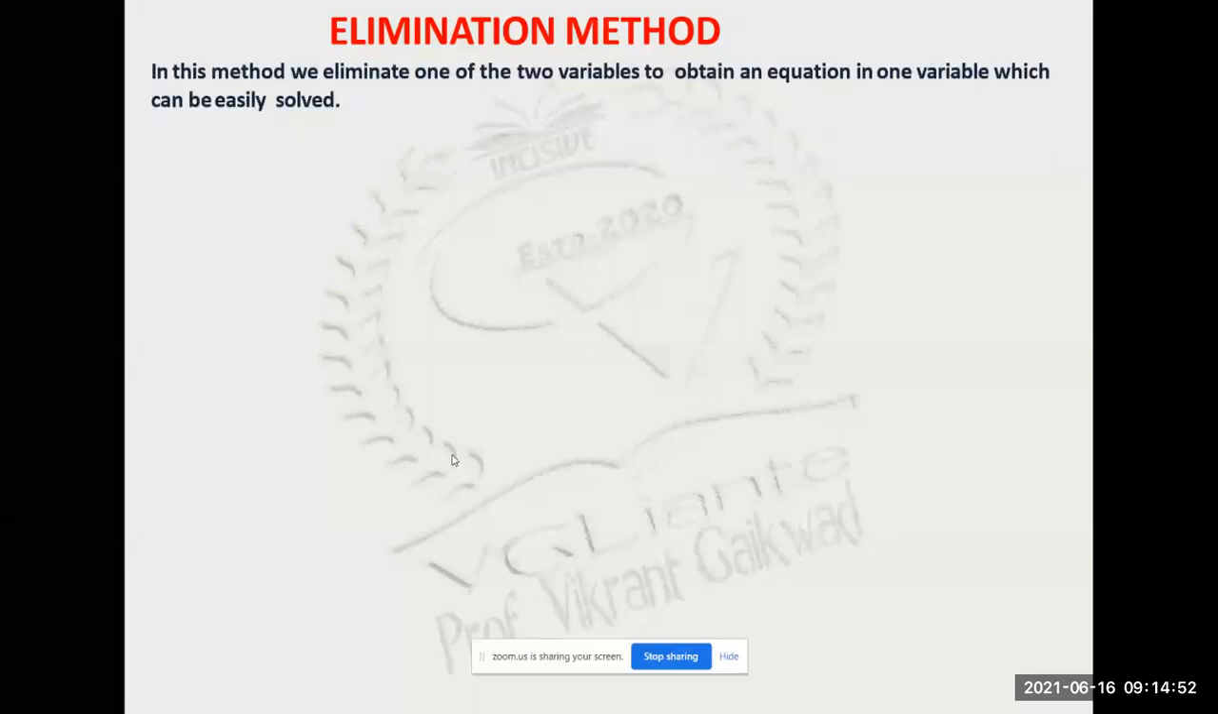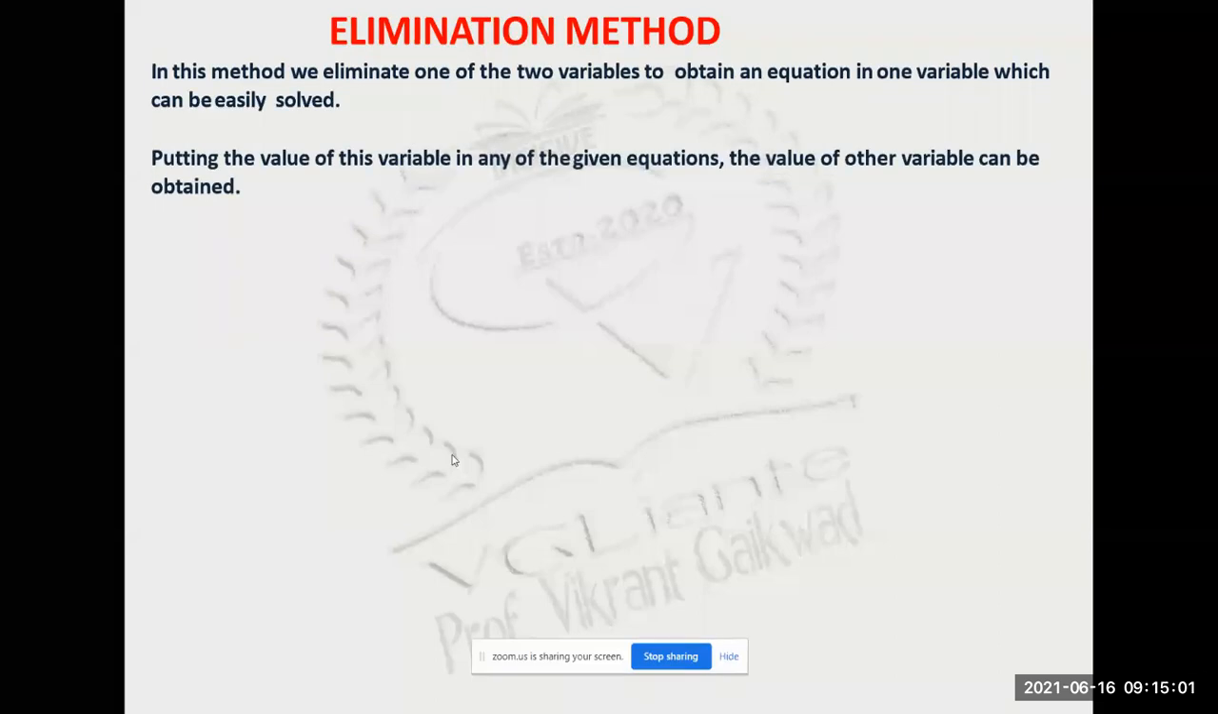Elimination method, used most of the time. Now in this method, we eliminate one of the two variables to obtain an equation in one variable which can be easily solved. Putting the values: 3x plus 2y equals 11 and 2x plus 3y equals 4.